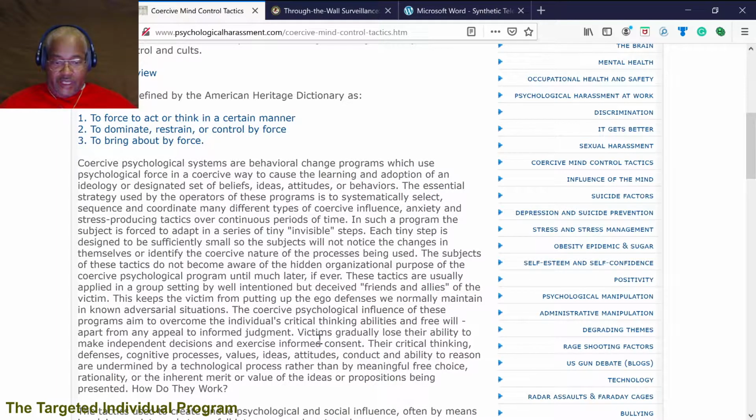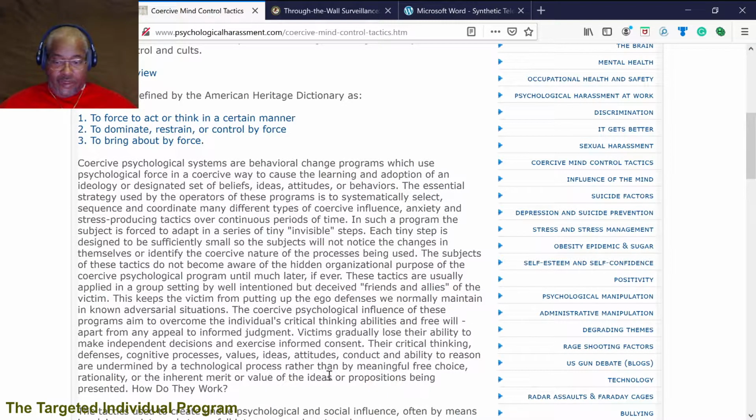and exercise informed consent. Their critical thinking, defense, cognitive processes, values, ideas, attitudes, conduct, and ability to reason are undermined by a technological process rather than by meaningful free choice, rationality, or the inherent merit or values of the idea or propositions being presented.